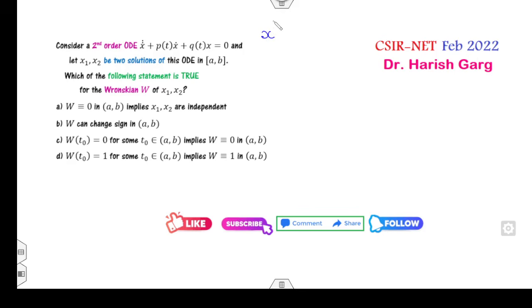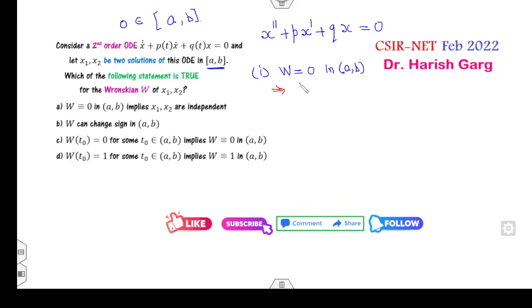Consider the second order differential equation x double dash plus p x dash plus q of x is 0. Again a, b is written. Take an a such that 0 belongs in between. Then which of the following statements are true? Okay, what is the first option saying? Wronskian is 0 in the interval a comma b. If someone's Wronskian is 0, what is the meaning of that? They are LD. Can you say that? No. Remember students, Wronskian is 0 doesn't imply they are LD. It may be LI.